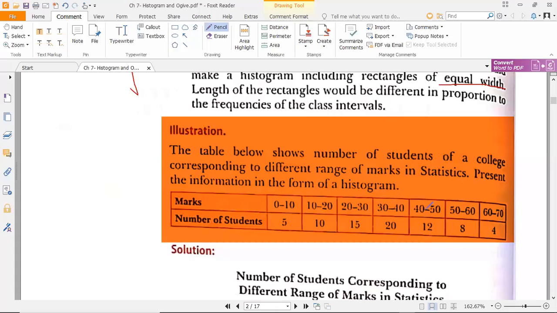So this shows that it has got equal class intervals. Then we have got number of students. Now the procedure: how to make the histogram. I will be showing you how to make the histogram. Over here, you will first be drawing the x-axis and the y-axis like this. It's a simple thing. I'm just telling you the procedure of how to make the histogram.